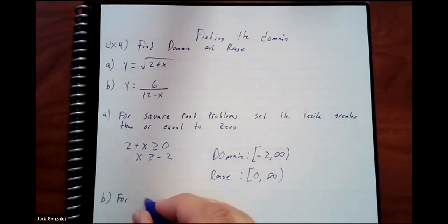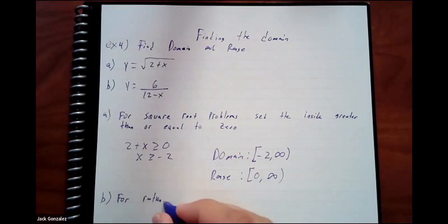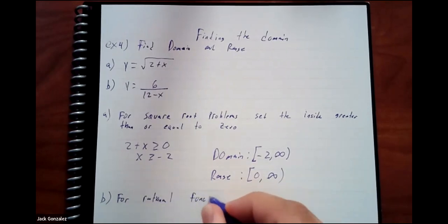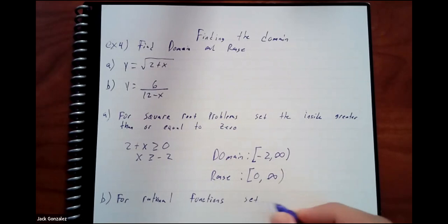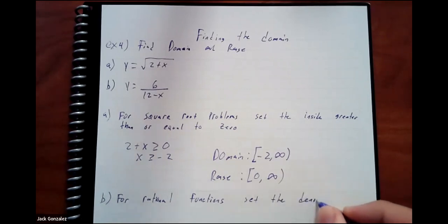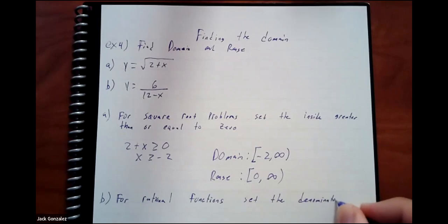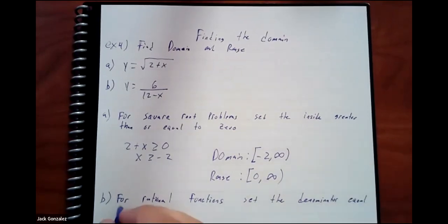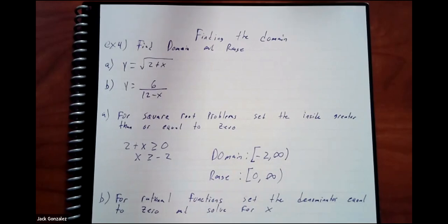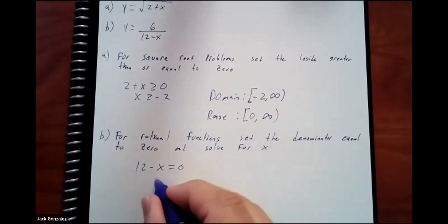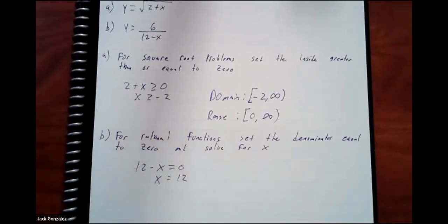That's it. For rational functions, set the denominator equal to 0 and solve for x. So part B, you take that denominator, set it to 0. Solve for x, and that'll be x equal to 12, right?